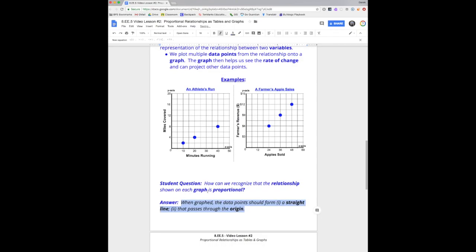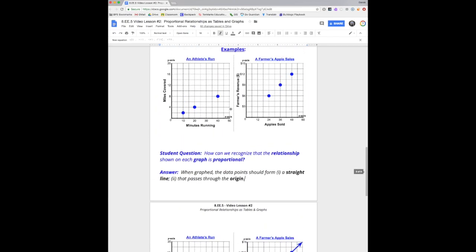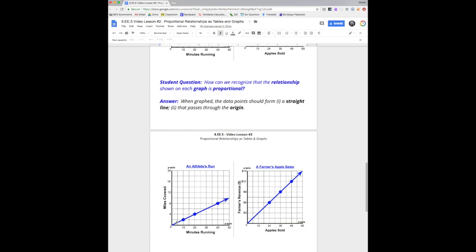Welcome back. There are two key things that we're going to notice about every graph for a proportional relationship. Number 1, the data points are going to form a straight line, and number 2, that straight line is going to pass through the origin. We see here those two graphs. We've now plotted a straight line, and it goes right through all 3 data points and starts right at the origin. We see the same thing for the farmer's apple sales. At 0 apples, they have $0 of revenue, and then a straight line hits each data point.